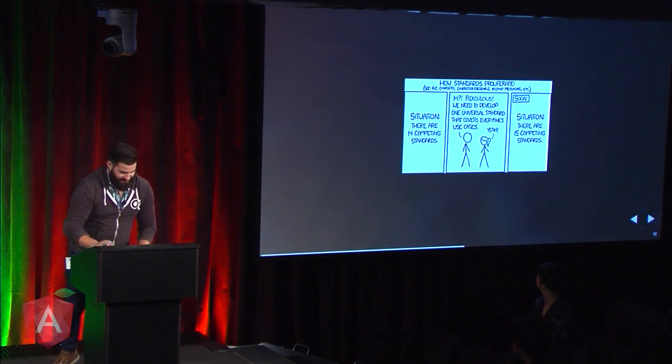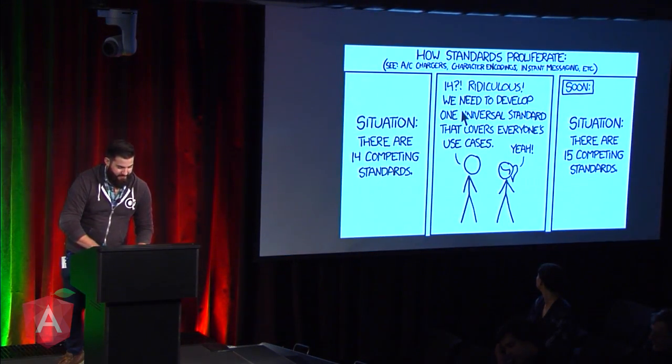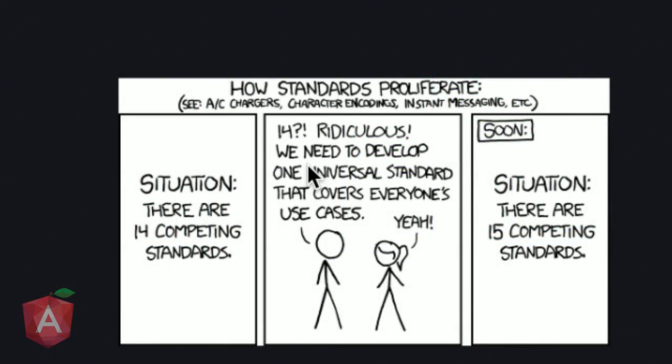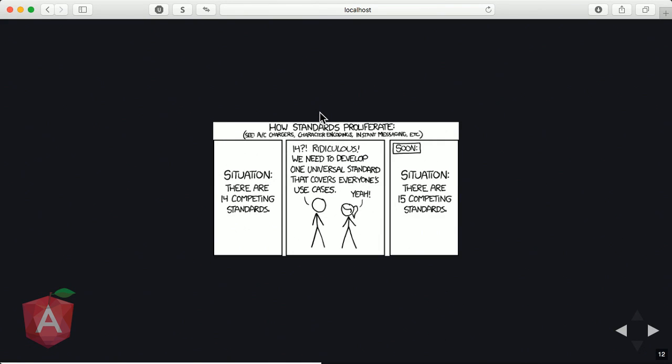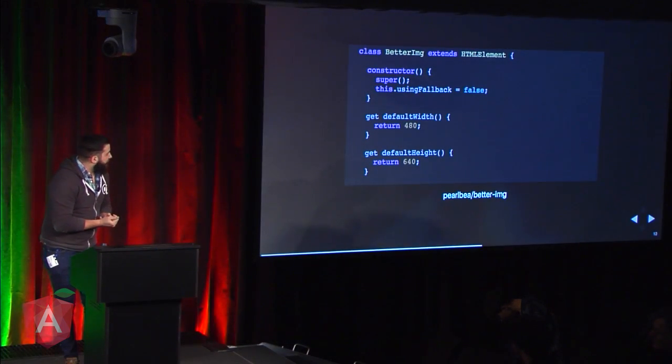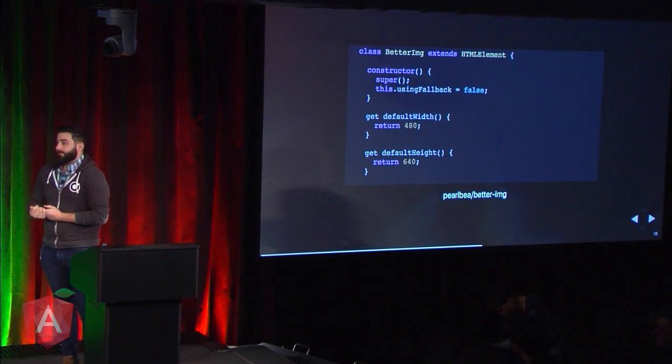If you can't see that, it's the funny XKCD. There are 14 competing standards. They're all stupid. Let's make a new one. 15 competing standards. Web components does not fit into this because it already is a standard, at least I think. It tries to solve all the problems that most framework view layers try to attempt to solve, but does it in the browser itself.